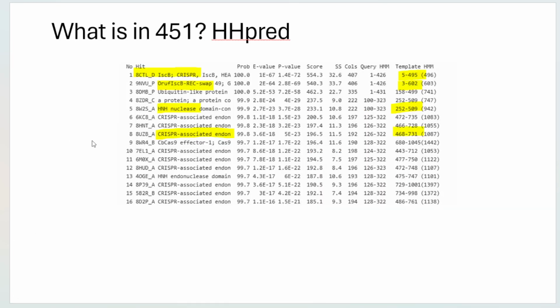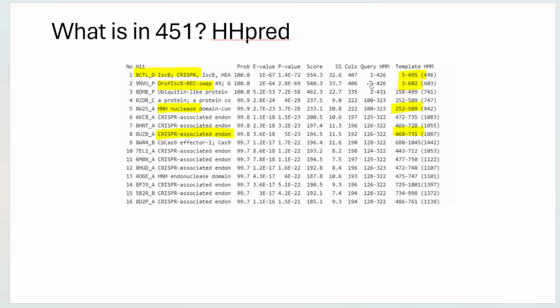Next thing we're going to do, HHpred. What does HHpred tell us? It tells us that the sequence that we've provided, which is just the amino acid sequence, is likely to match a protein structure with the PDB protein database code of 8CTL. And what's 8CTL? IscB. And what's IscB related to? CRISPR. And where in the template? 42495.